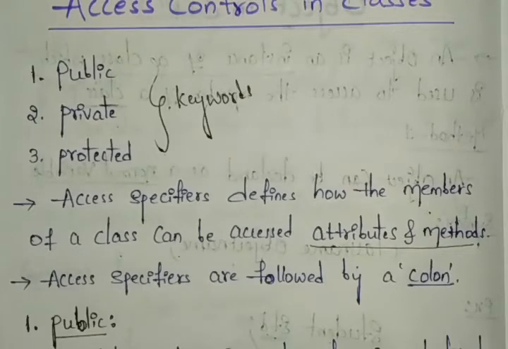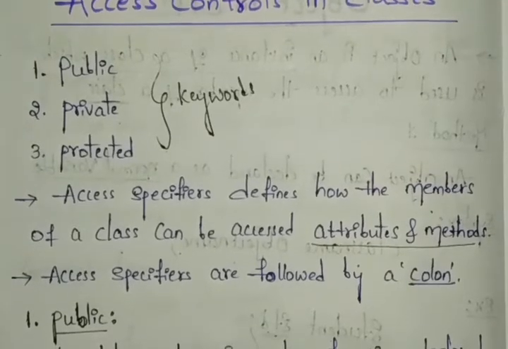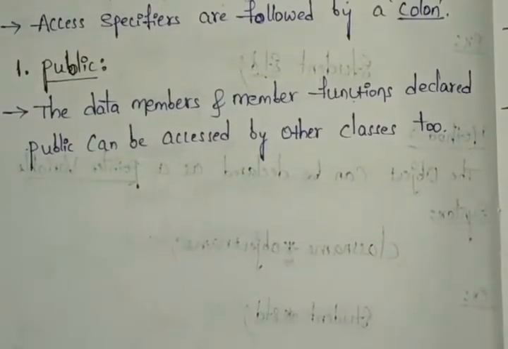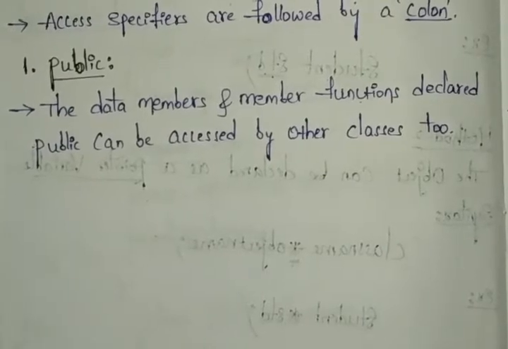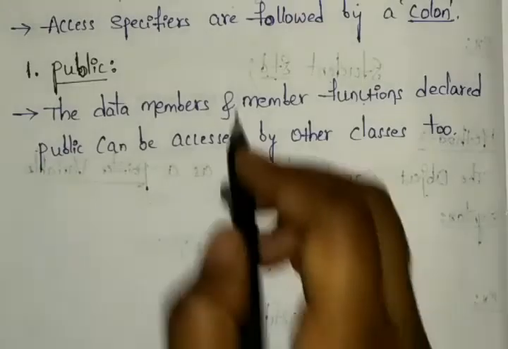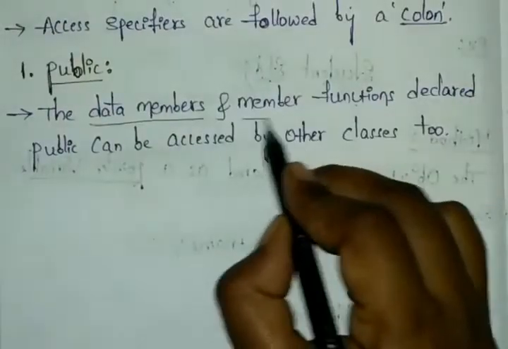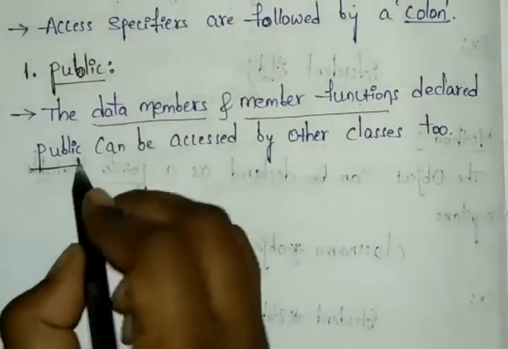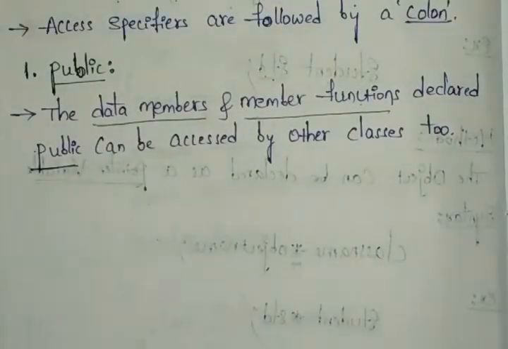Let's discuss these three access specifiers now. First one we have is public. Public is one type of access specifier, and it works with data members and member functions. Data members and member functions are declared in the form of public.